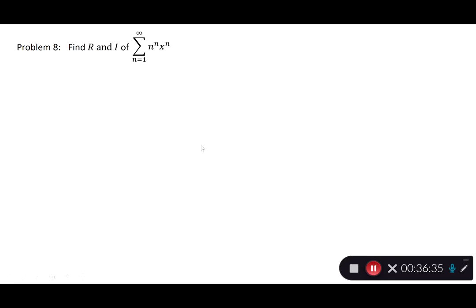Find RNI of n to the n, x to the n. Ooh. Radius of convergence and interval of convergence for this series. All right. Is this a power series? Yep, it is. C sub n is n to the n for all n in 1, 2, 3, 4, 5, 6, and so on. And a is 0.